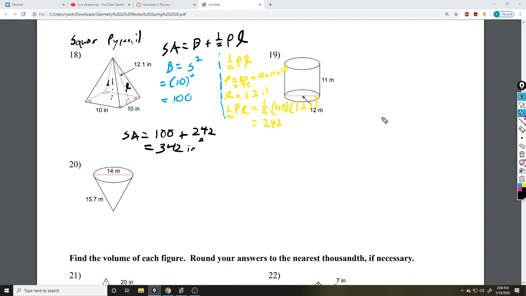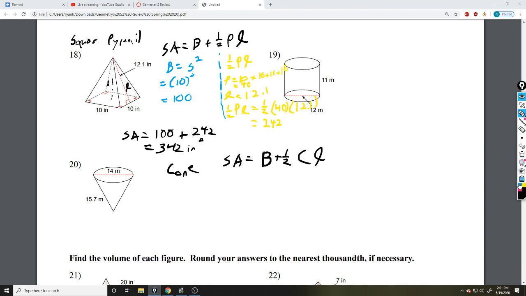I'm going to jump down and do the cone before I erase this, because the good news about our cone is that it basically uses the same surface area formula. Area of the base plus 1/2, but instead of perimeter, when we're looking at a circle, the word we use is circumference, and that's our only difference. So the cone formula is the same as the pyramid formula, except instead of perimeter, we use circumference.